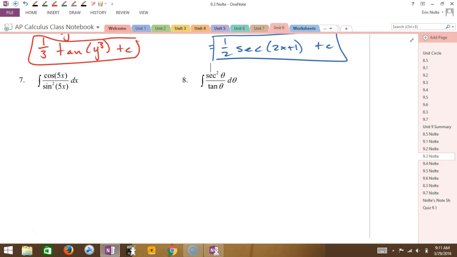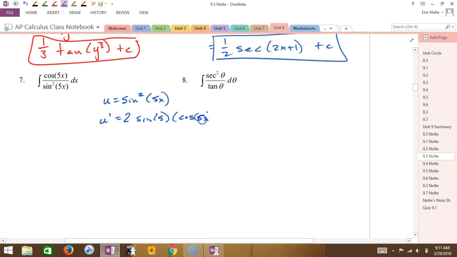Well, it would be 2 cosine, and then you'd have to multiply by the derivative of 5x, so it'd be 10. So we could do it that way. Okay, so if I do it that way, I would have sine squared of 5x. So this is a chain rule, right? So I would have the outside, sine of 5x, times the derivative of the inside, which is cosine 5x times 5. Derivative of sine? No, derivative of cosine.